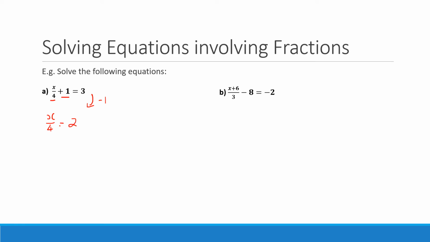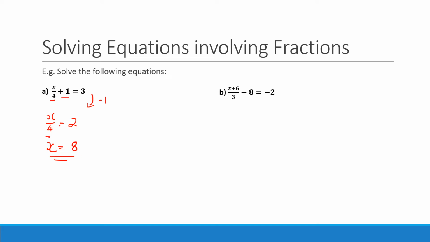And then to get to our next line, we've got x divided by 4 here. So to counteract that, we're going to multiply both sides by 4. And so we're going to get x equals 8. And there's our solution for our first one. Not too challenging. Now for our second one here, we've got (x plus 6) over 3, minus 8, equals negative 2.